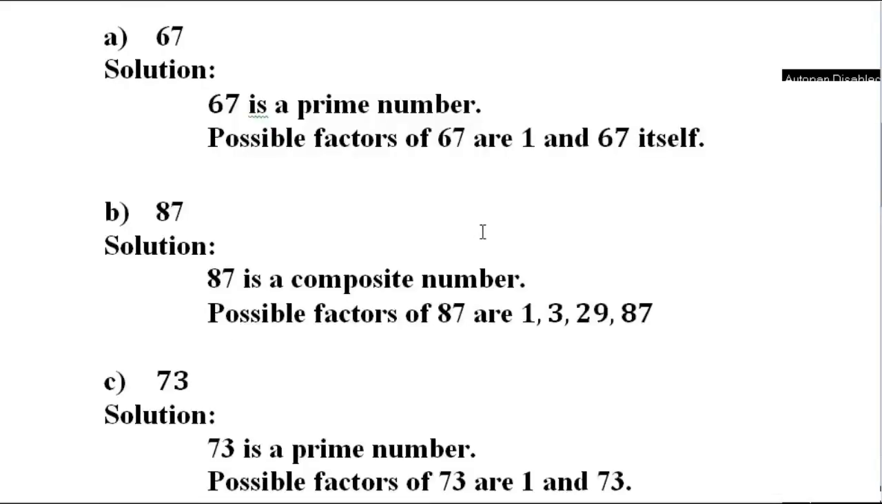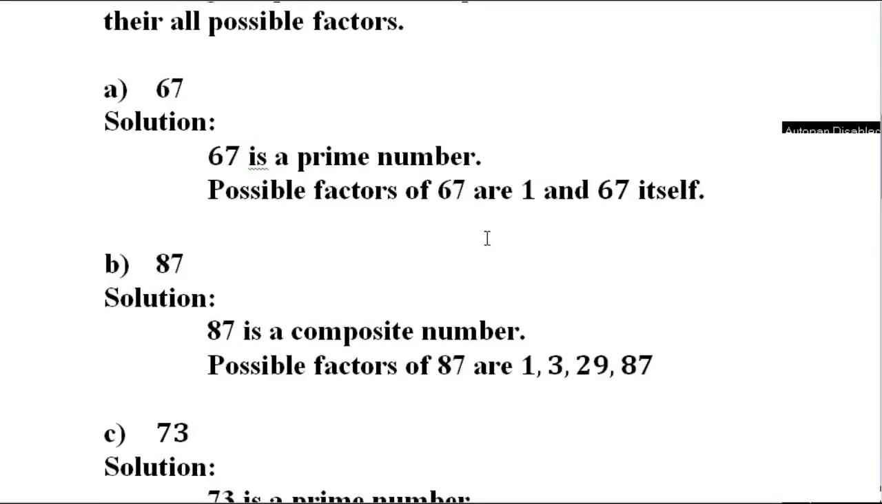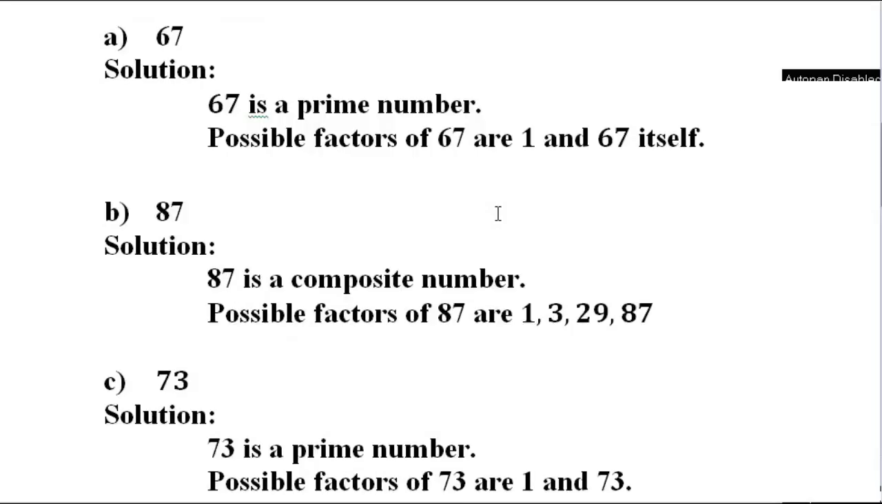Now let's define the factors. Factors of a number are defined as numbers that divide the original number exactly, that is, with zero remainder. For example, 2 is a factor of 4 because it divides 4 exactly, with zero remainder. Now as for the factors of 67, we have identified that 67 is a prime number. So 67 has only two factors, 1 and 67 itself. Remember, 1 is a factor of every number.